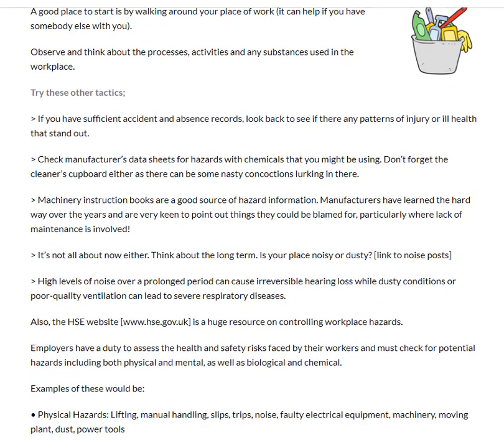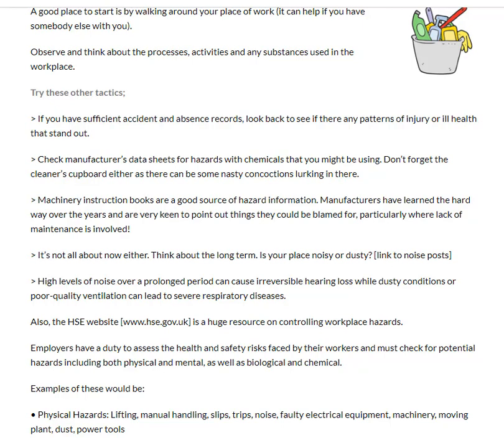Machinery instruction books are a good source of hazard information. Manufacturers have learned the hard way over the years and are very keen to point out things that they could be blamed for, particularly where lack of maintenance is involved. It's not all about now either, think about the long term.